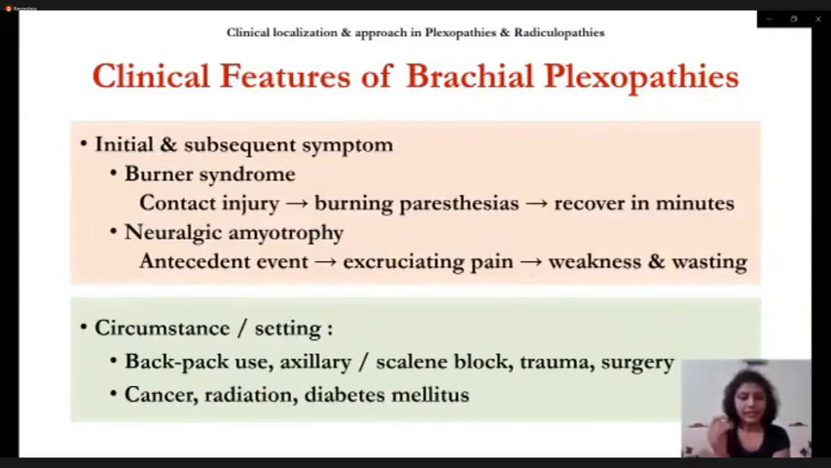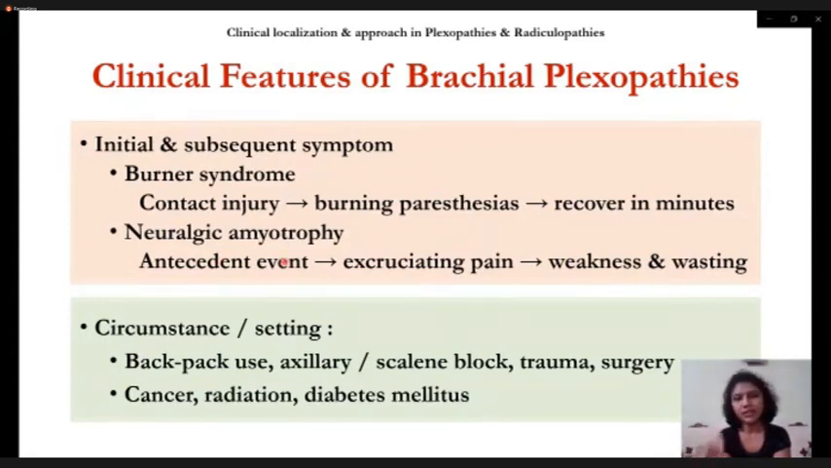As always, history plays a cornerstone as far as deciphering the etiology is concerned. The initial symptom and the subsequent symptoms are important. In the case of Burner syndrome, which is common in contact sports, there is a sudden and forceful separation of the head from the shoulder, and this leads to a traction on the upper plexus. So, the subject experiences an abrupt onset of pain and paresthesias, which is sharp and burning in quality, and it extends from the shoulder distally, often up to the thumb. These symptoms often subside within a few minutes.